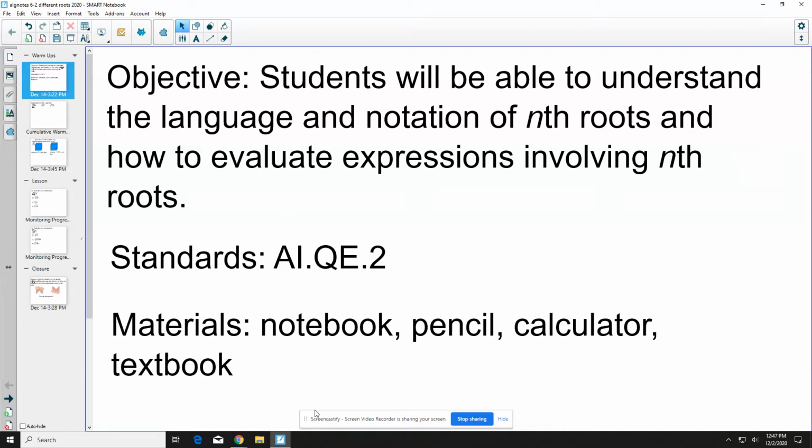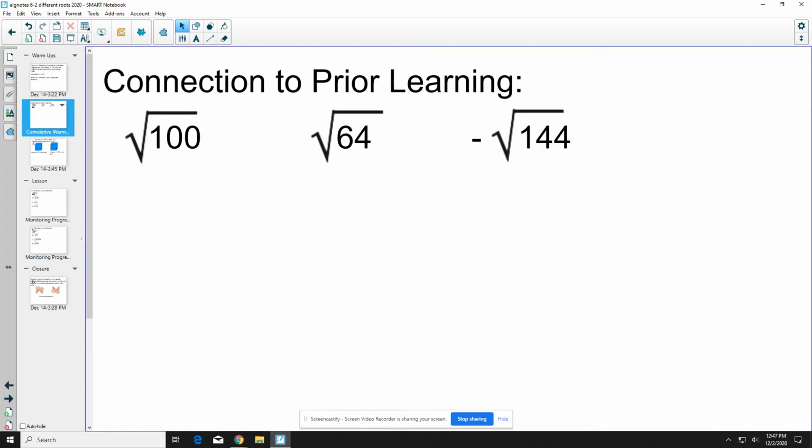Today we're going to learn how to evaluate expressions involving nth roots. All right, so just as a review, think about what the square root of 100 is. What does the square root mean? The square root of 100 would mean what number times itself gives us 100, which would be 10, right?